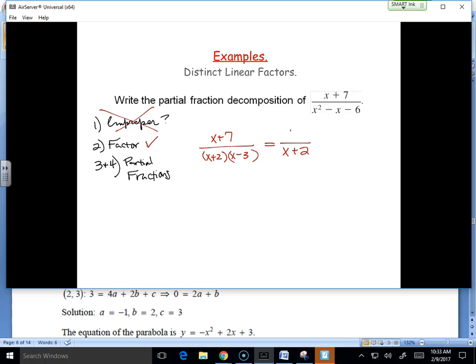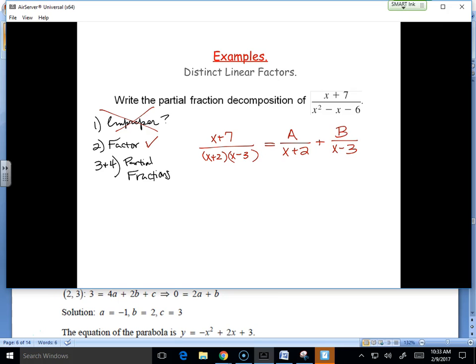We say we need a capital A on top. Does that make sense? If you want, go look at your steps. X plus 2 must have, or could have had, his own little fraction with his own little coefficient on top. And x minus 3, you're linear also, and you could have had your own little fraction with a constant on top also. Now guys, we could make this A1 and A2, but why don't we just say A and B?